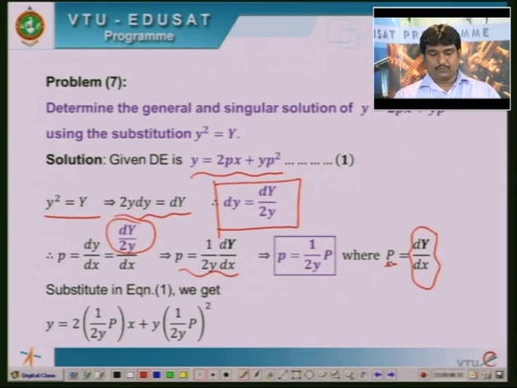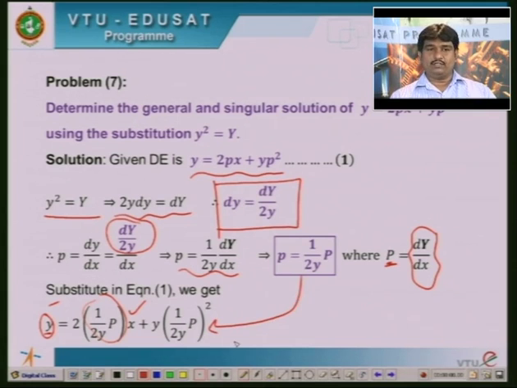I will substitute here. I will retain y as it is because y square is capital Y. After simplification I will make it y square, and then I will write small y square as capital Y. So let it be as it is, small y equals 2 into p, small p is 1 divided by 2y into capital P, multiplied with x plus y into p square. P square is 1 by 2y into capital P the whole square. I will simplify this.